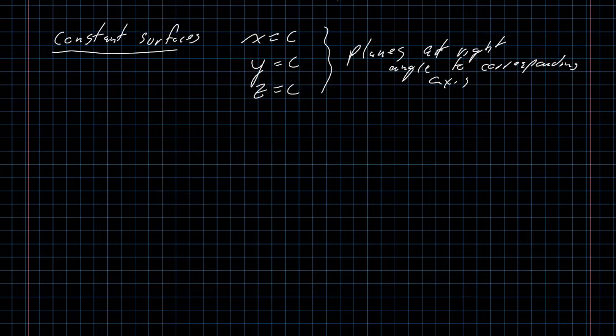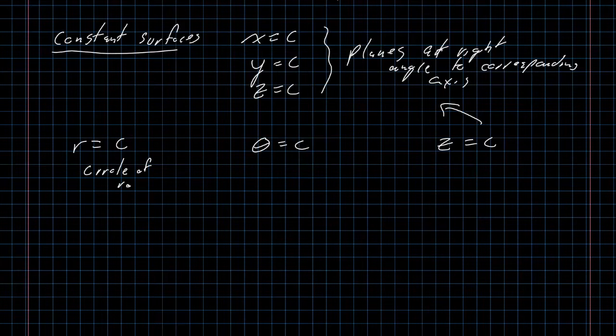In cylindrical coordinates, well, we've got r equals c, we've got theta equals c, and we've got z equals c. Z equals c we just talked about. The parameter z is the same in polar and rectangular coordinates. Right? In 2 dimensions, r equals c is a circle of radius c. So in 3 dimensions, it's going to give us the right circular cylinder of radius c.